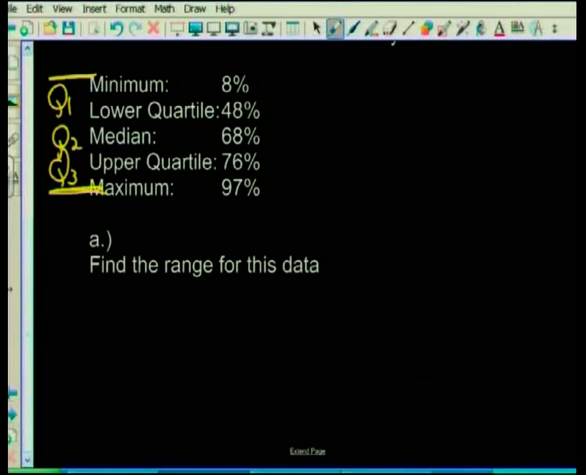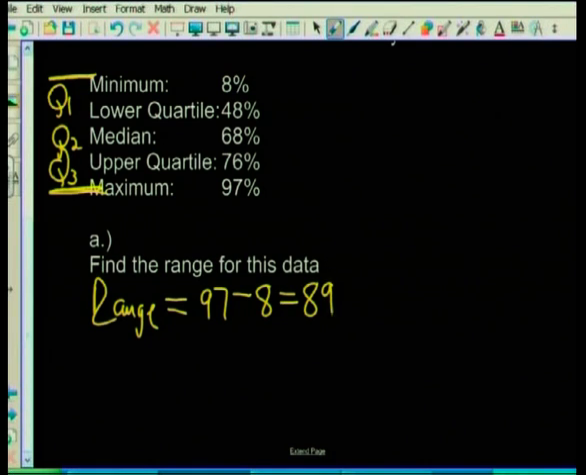The first question asks me to calculate the range of the data. So that's pretty easy. I'm just going to say 97 minus 8. So the range is 97 minus 8, and that is equal to 89. Right, easy enough, 89%.